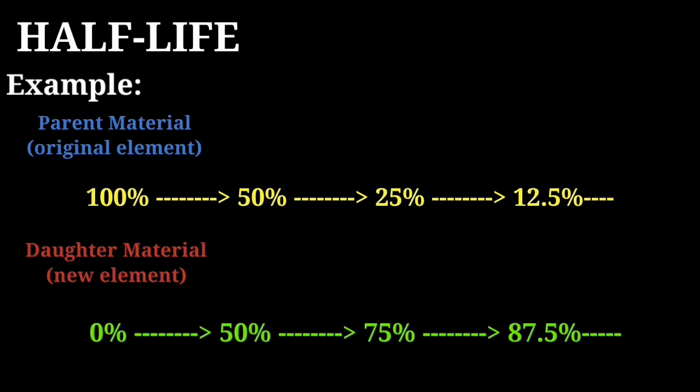But if we come to the second half-life, another half of carbon-14 will decay. So the parent material still has 25% of carbon-14, and the daughter materials have 75%. After the third half-life, another half of the parent material will decay, so it becomes 12.5% of carbon-14. The rest will decay into the daughter materials.